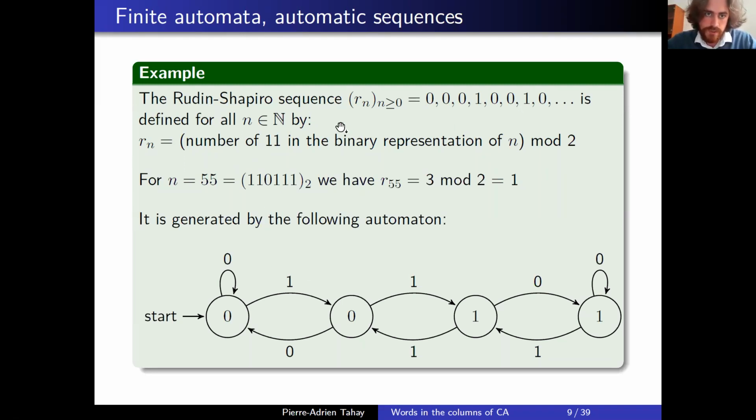And the Rudin-Shapiro sequence is generated by the following finite automaton. We start by reading all the digits of the binary representation of an integer, and we follow the instructions for 0 and 1 according to the digits of the number. This corresponds to the transition function. And when you read the last digit, you apply the output function and you read the 0 or 1 in the bullet.